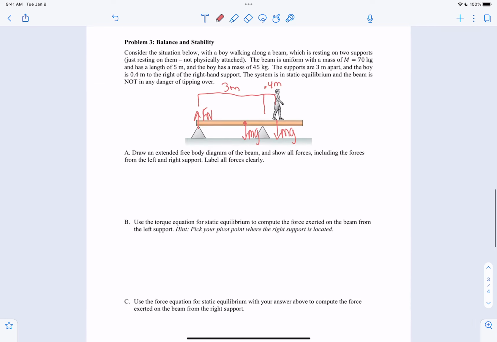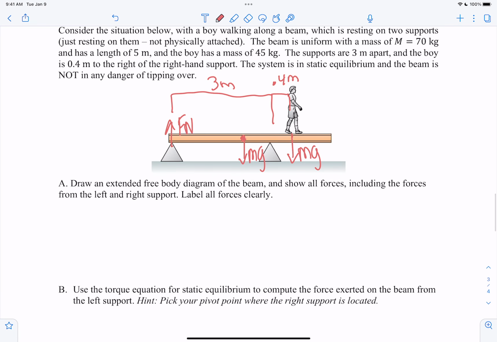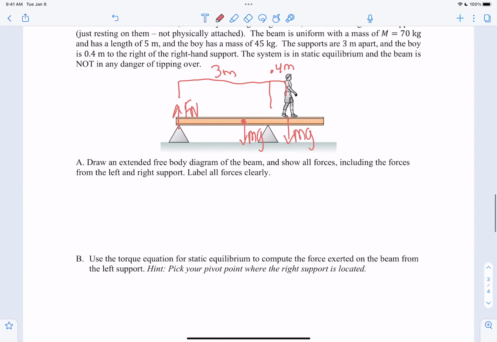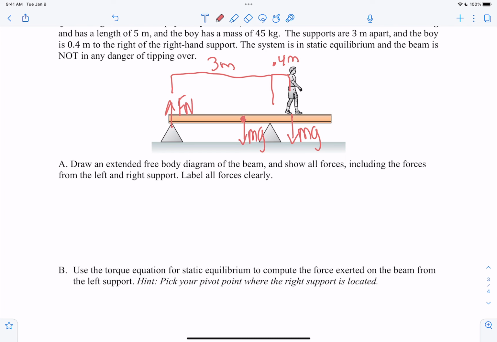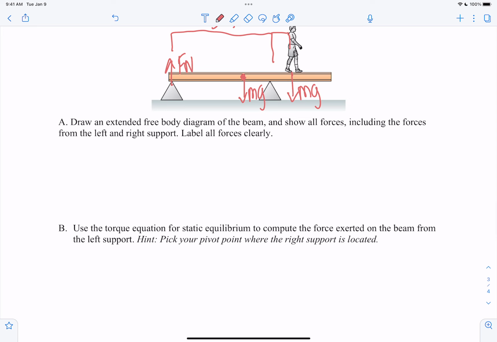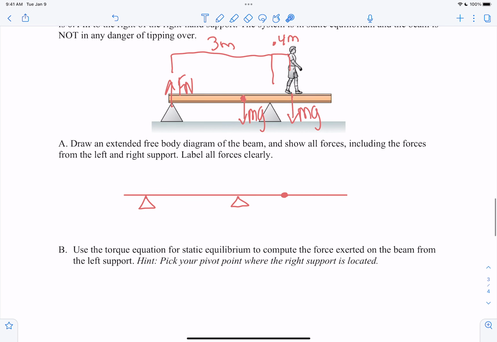Now, for part A, they want us to draw an extended free body diagram of the beam and show all forces, including the forces from the left and right support. I already started doing that a little bit before the meeting, just so I have an idea of what's going on. We have this beam, the left support and the right support, and then the person over here. What forces can you name, rapid fire, that'll be acting in this system?